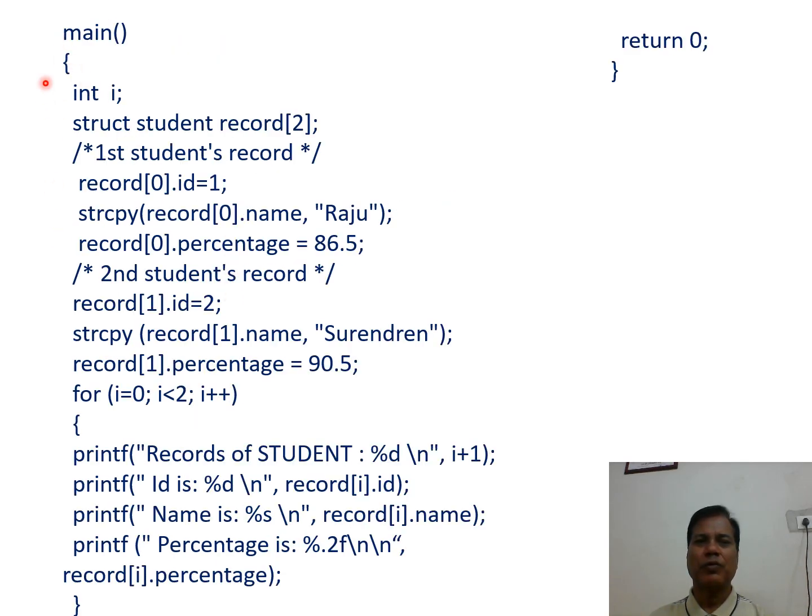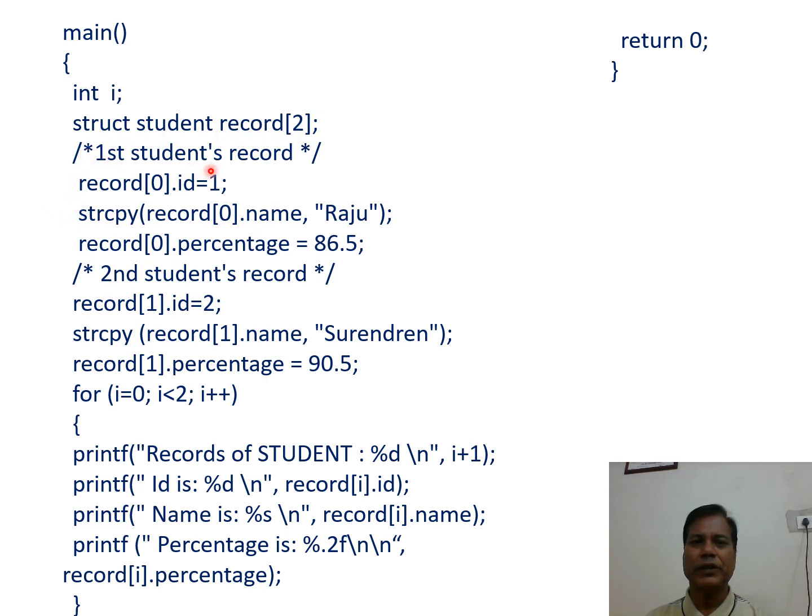Main function. The first statement is int i; An integer variable i is declared here. Then struct student record[2]; Using this statement, we declare a structure array. The name of the structure array is record, and this can store two structure variables, the records of two students.